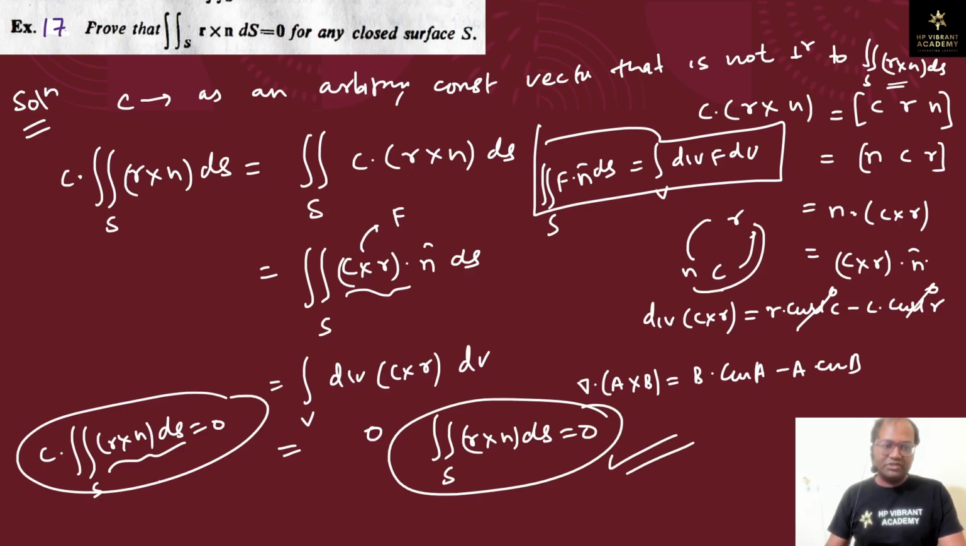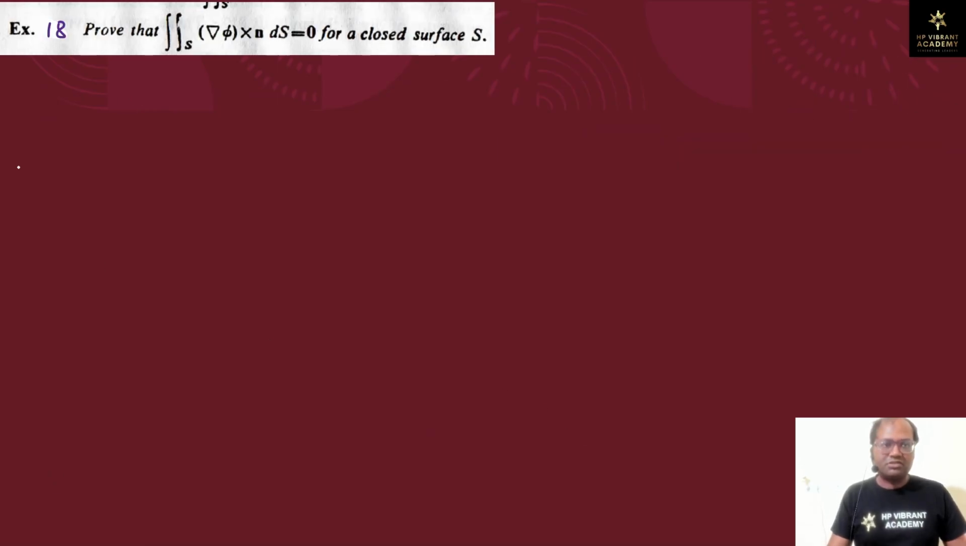If C is perpendicular to this particular vector, this is straight away 0 because the dot product of two perpendicular vectors is 0. So we have considered C as a constant vector that is not perpendicular to this particular vector. So this means the surface integral of R cross N dS is equal to 0. As simple as that. Let us discuss question number 18.